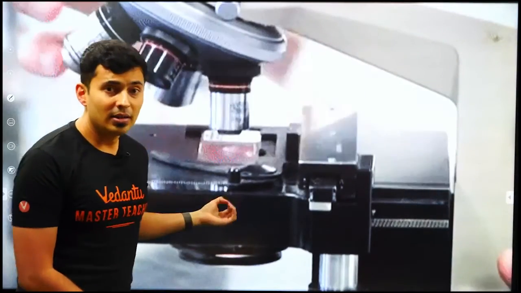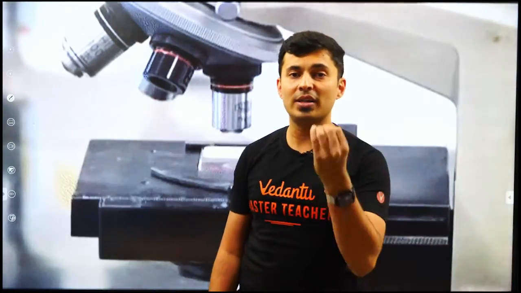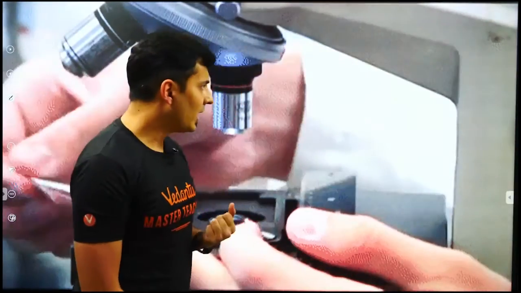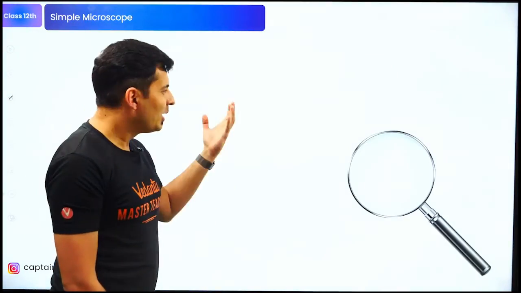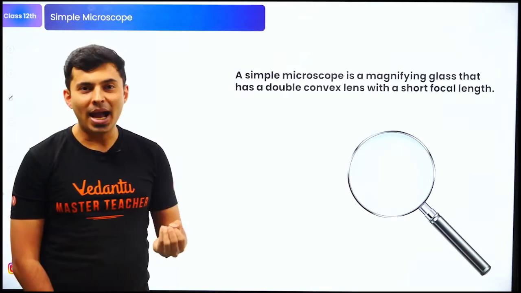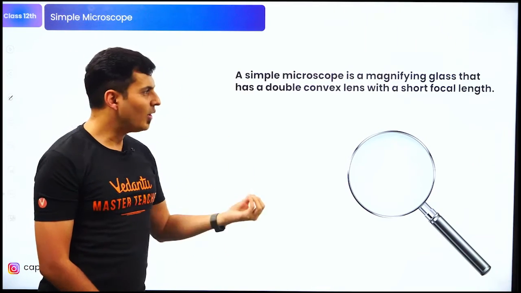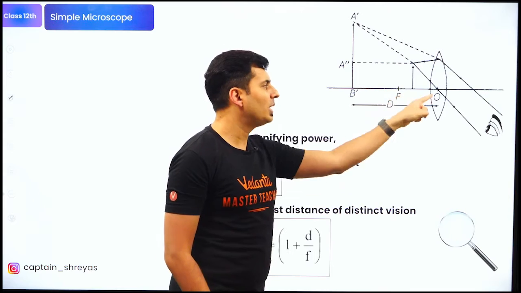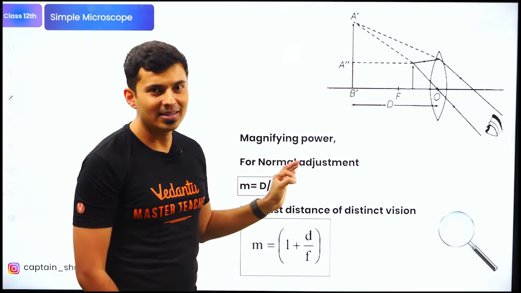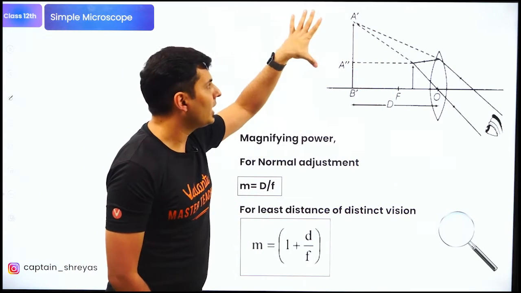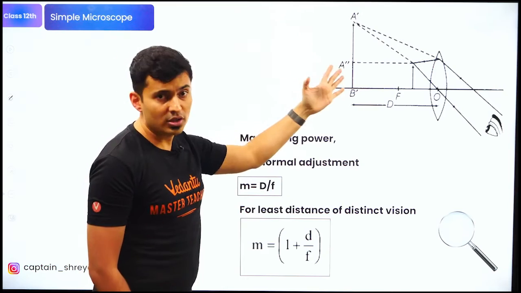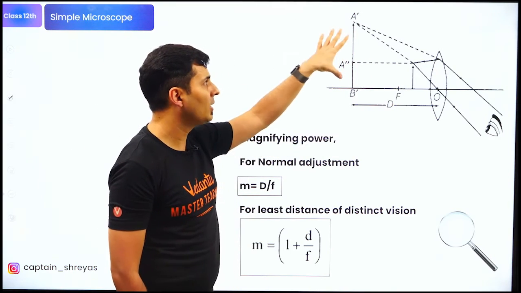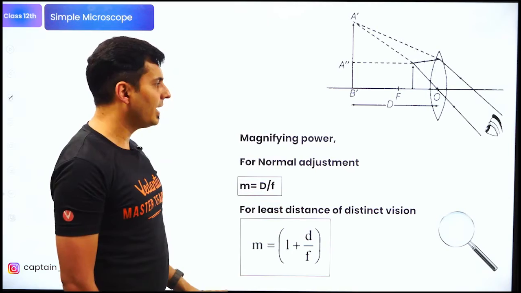Next up are the three basic instruments that you should know in any competitive exams like JEE, NEET. So guys, first one is a simple microscope, which is also just called a magnifying glass. Now when you use a magnifying glass, you ensure that the object is placed between the focus and the optical center so that you get an enlarged image which is virtual and erect. So this is the image, this is the object. You can see it's virtual, it's enlarged, and it's also erect.